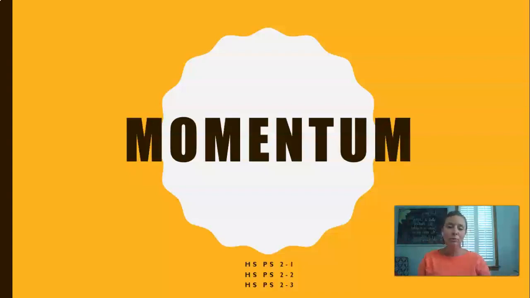So we're going to incorporate what this looks like when objects are in motion. Momentum is actually a human-made scale of measurement, or I should say vector, because we're going to be using a direction with it too. So it goes back to our scalars and vectors.